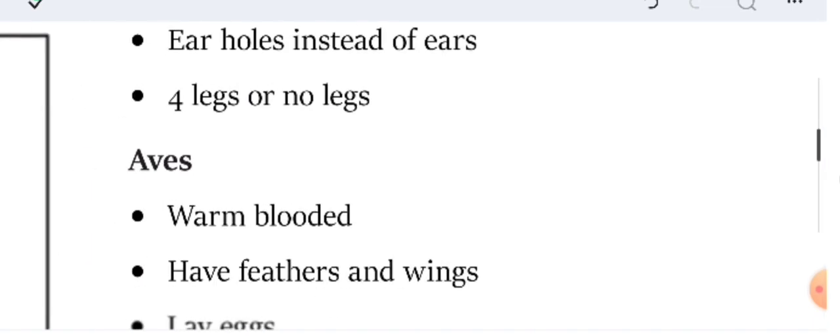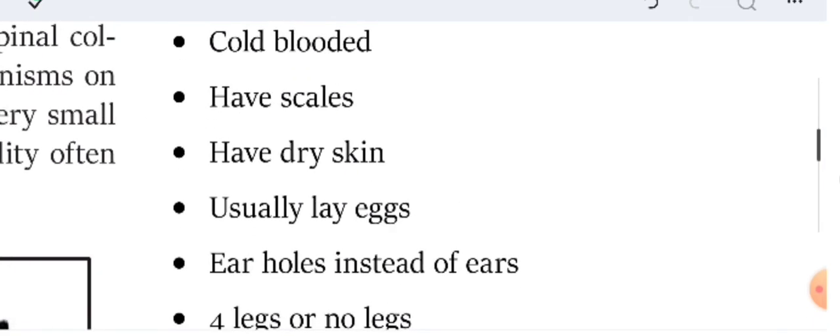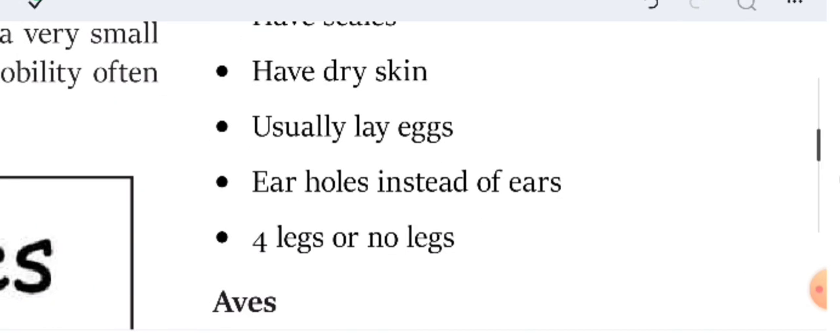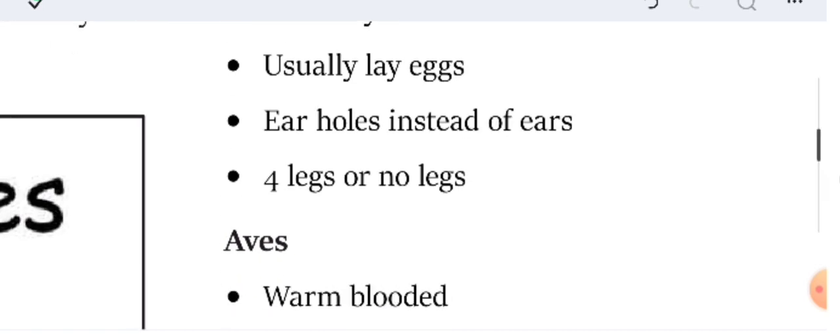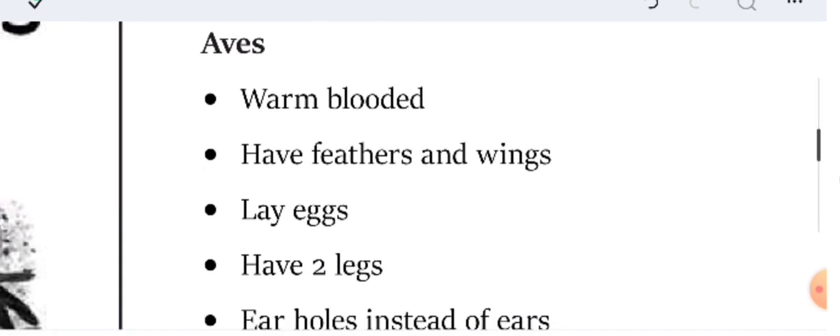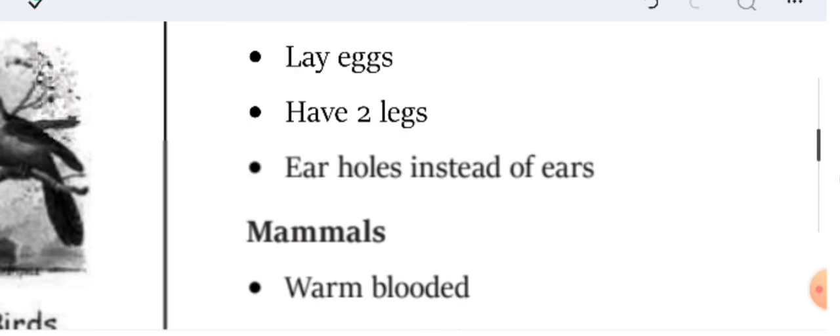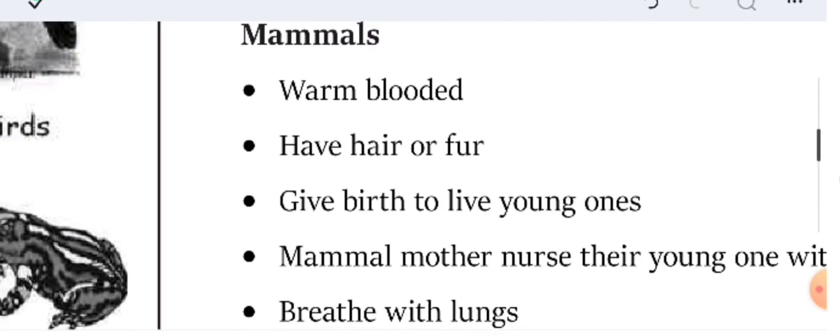ठीक है. Now is here reptiles. Reptiles are cold blooded, have scales, have dry skin, usually lay eggs, ear holes instead of ears, 4 legs or no legs. स्नेक को इमेजिन कर लो, नो लेग्स. ओके, ईयर होल्स एंड इंस्टेड ऑफ ईयर्स, इसमें लिजर्ड को इमेजिन कर लो. ठीक है. Now Aves, warm blooded, have feather and wings, lay eggs, have 2 legs, ear holes instead of ears. Aves means birds, right?